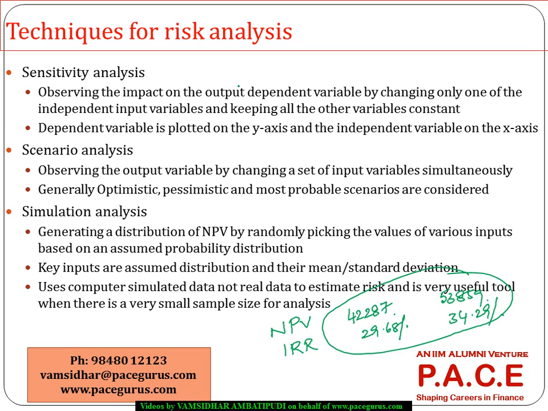Observe the impact on the output dependent variable. In this case, we thought that our output variables are NPV and IRR. By changing only one of the input variables and keeping all the other variables constant, that is what talks about how sensitive is that variable. So if that input variable changes slightly, it will have a very big impact on the NPV and the IRR of the project. When it has gone up, this would have been the situation.